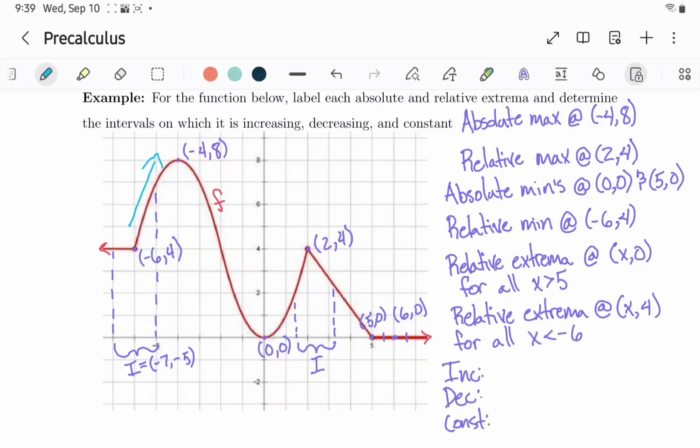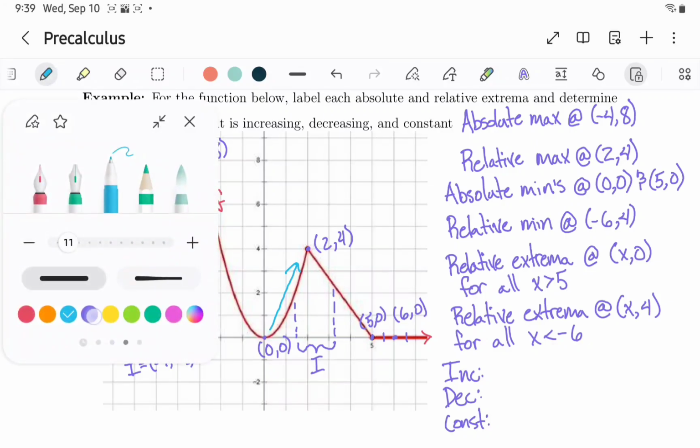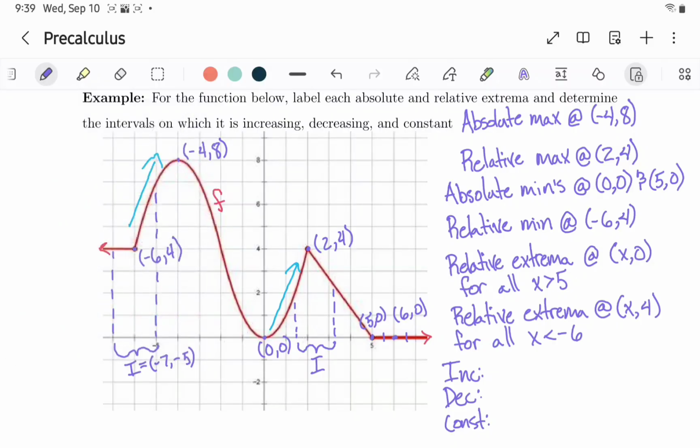But then continuing to trace to the right of x equals 0, the graph starts going up again. So this is going to be another interval where it's increasing. And continuing to trace from left to right, the graph doesn't go up anymore. So we found all the intervals where it's increasing. Let's state those.